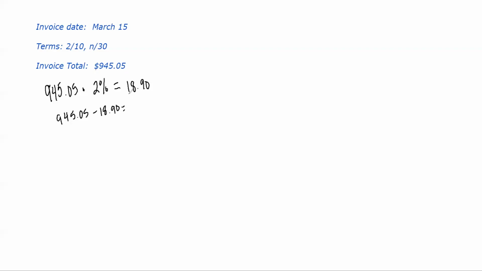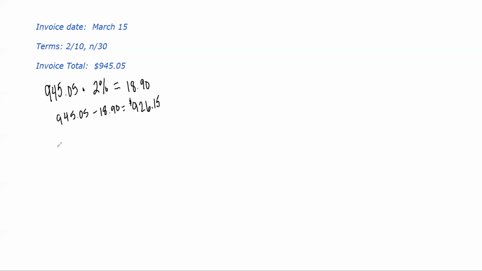which is going to give me $926.15. So that would be my answer. That's the discounted amount. Okay, now I'm going to do it using a different method. This method is called the complement method. So I'm going to find this answer and only do one multiplication instead of doing the multiplication and subtraction. In this order, I subtract the percent from the 100%.